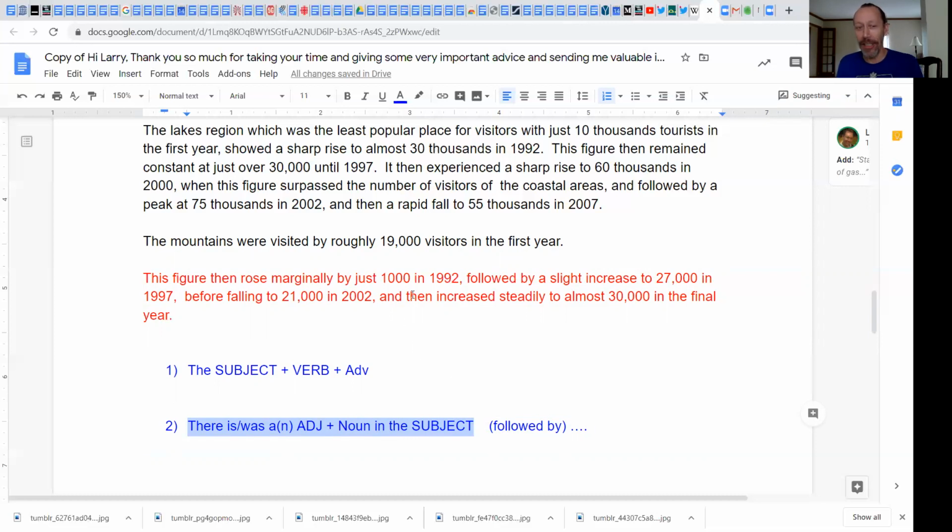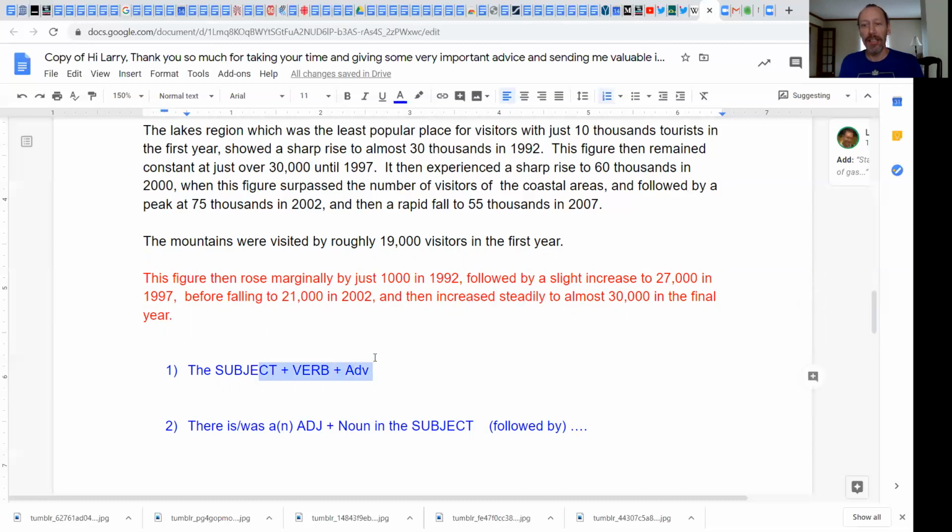Let's look at it more closely. So it says the figure, this is your subject, then rose marginally. So that's just like number one, by just 1,000 in 1992, followed by a slight increase. Wait a minute, slight increase, that is like this one, adjective noun. So now the writer has jumped down to format number two. And then before falling, it's jumping back up to the verb style. And then increase steadily is again this one.